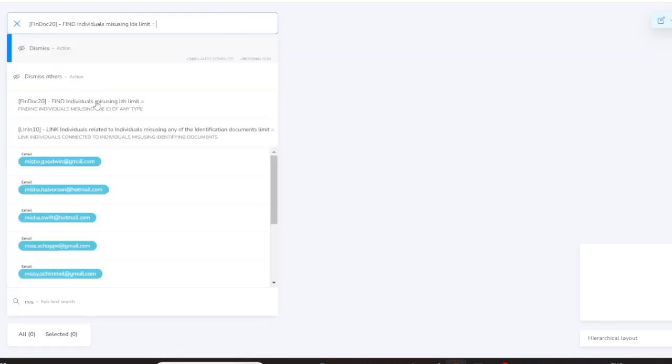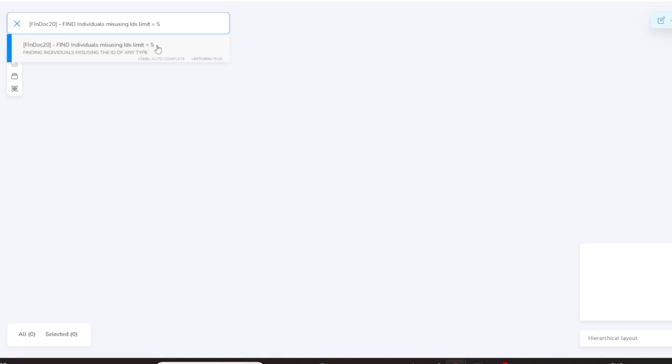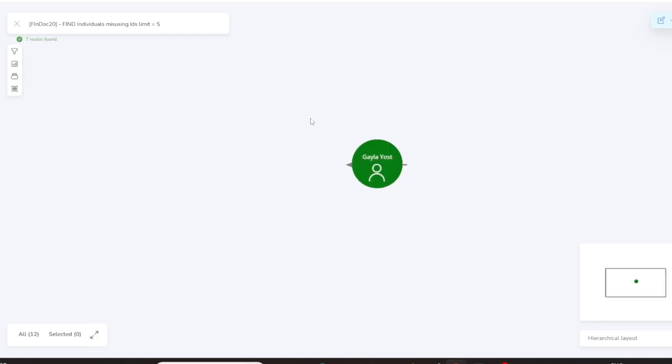So in order for us to start, we must first have a starting point. We will use our GoodLabs developed query to identify individuals misusing IDs and set the limit to 5 for the purpose of this investigation. Now, as you can see, it appears that we have two groups that are misusing the identifications here.